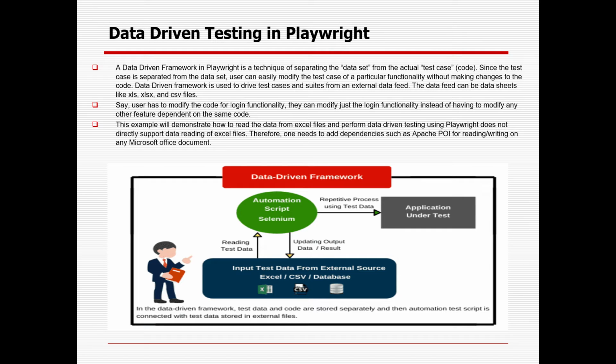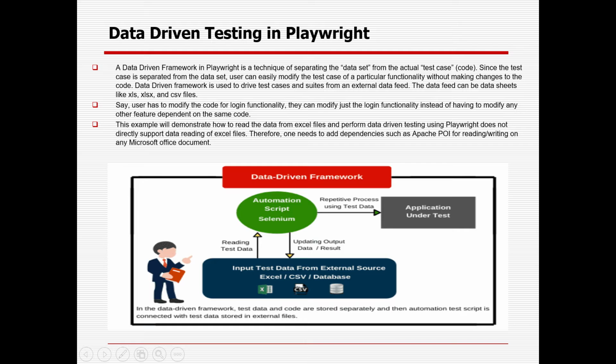But Playwright actually does not support reading data from an Excel file. Therefore, we need to add the dependency for Apache POI, where you will have a lot of classes to read and write data from the Excel file. You can see the diagram here. Your automation script will be there, and there will be different external sources where you can keep the data separated from your actual test cases, and with the script you will be interacting with the external data sources along with the AUT, application under test.